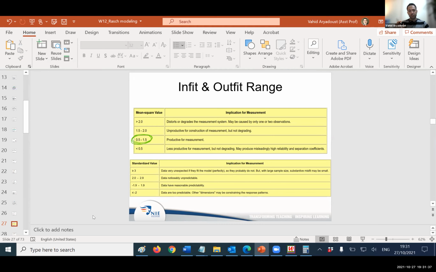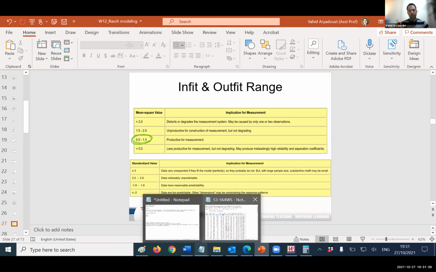So those difficulty measures that you saw are accurate. Is this accurate, roughly? Based on the infit MNSQ, is it accurate? Yes, because it's between 0.5 and 1.5. Exactly, it falls between 0.5 and 1.5. Now, how about outfit? It's just under 0.5, right? Slightly under 0.5.